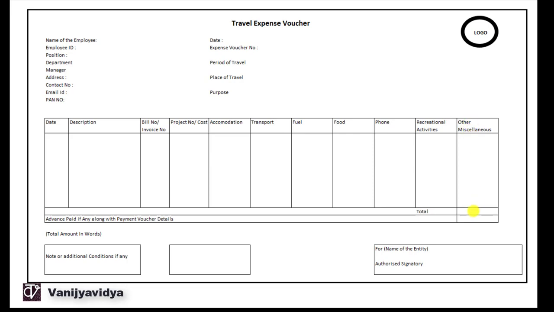And accordingly we have to total it, total expense, then advance paid if any, to the employee along with the payment voucher details. We have to write it here. Total amount in words, note or additional conditions. Here we want a signature of the manager, and here we want a signature of the authorized signatory. He can be a manager or any other person who has approved this travel. So this was about the travel expense voucher.